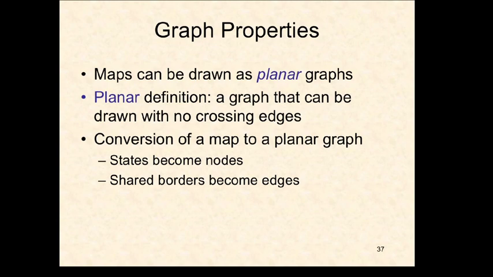So one thing is that a map can be turned into a planar graph. A planar graph has a definition. A planar graph is a graph that can be drawn with no crossing edges. So when I want to convert a map to a graph, what I do is I make the states or the countries or whatever I'm doing become the nodes, and I make shared borders become edges that connect those 2 nodes.